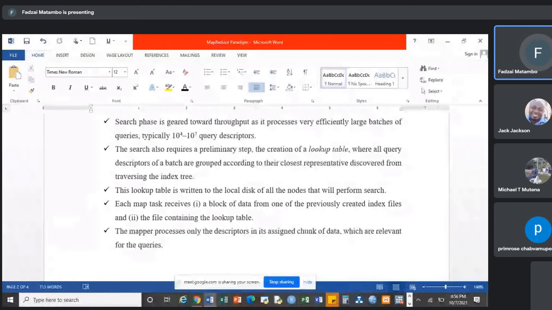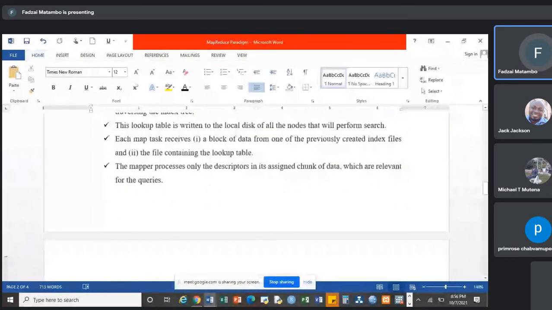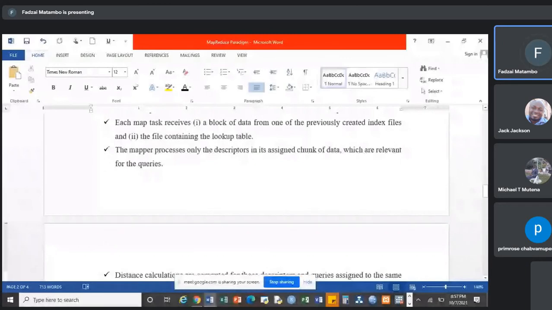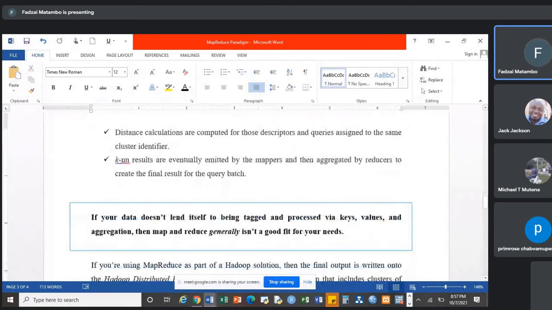Each map task receives a block of data from one of the previously created index files, and the second thing is the file containing the lookup table. The mapper processes only the descriptors in its assigned chunk of data, which are relevant for the queries. Distance calculations are computed for those descriptors and queries assigned to the same cluster identifier. And then the k-NN results are eventually emitted by the mappers and then aggregated by reducers to create the final result for the query batch.